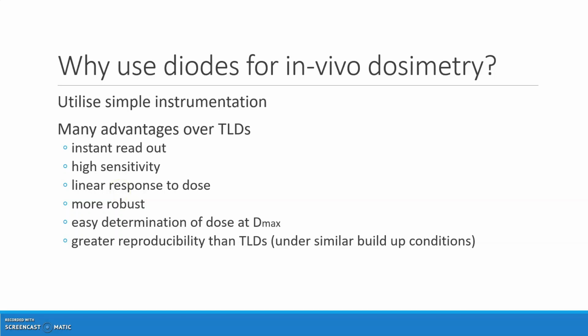And because of the design of them, they give us a determination of the dose at Dmax. So it tells us the applied dose. So if we stick a diode on the central axis and measure the dose, it gives us the applied dose that's been delivered to that patient. And we can compare that with the applied dose that we're expecting it to be.